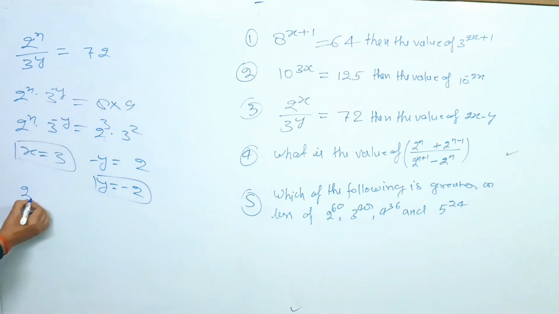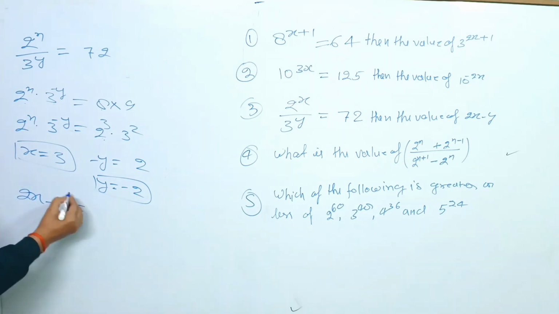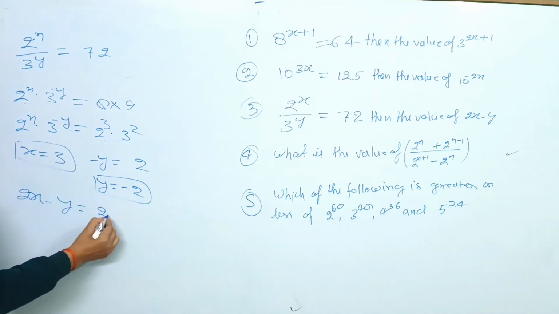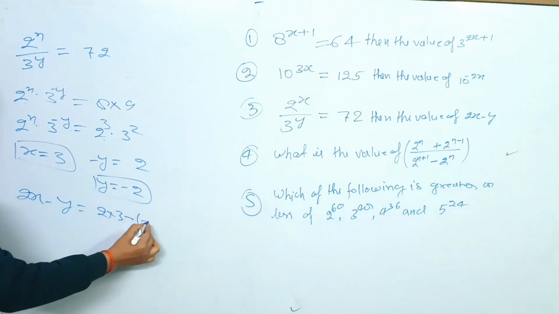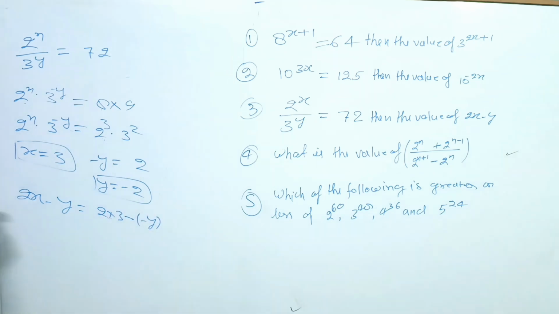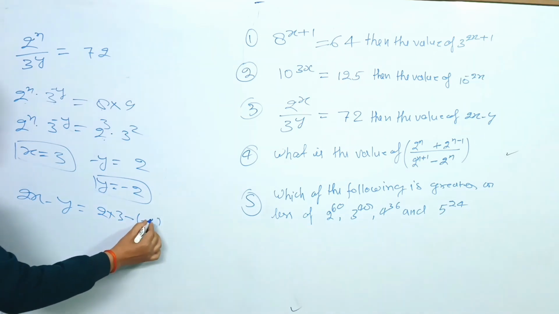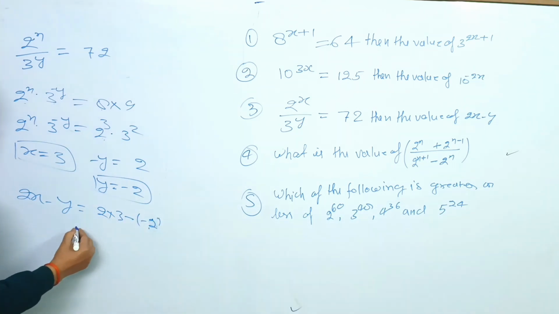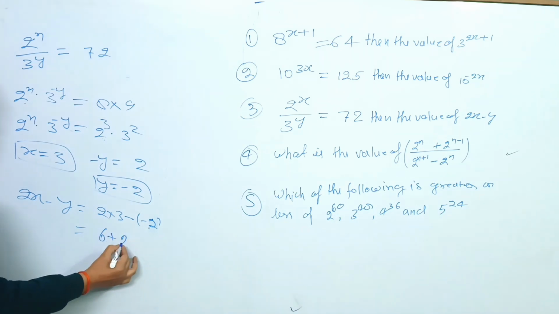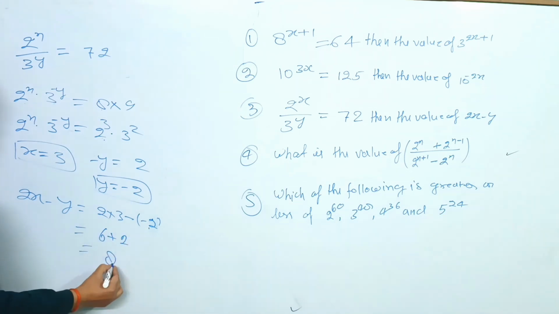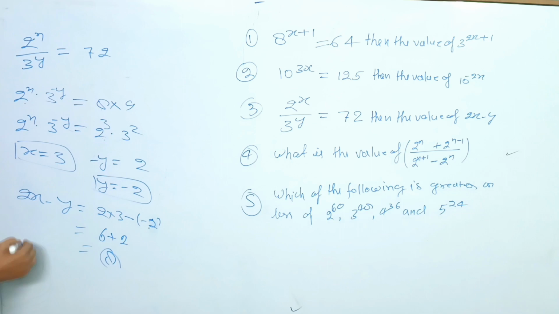Now we find the value of 2x minus y. Here the value of x is 3, so 2 into 3 minus y, where the value of y is minus 2. That becomes 6 plus 2, which is equal to 8. Finally, the value of 2x minus y is equal to 8.